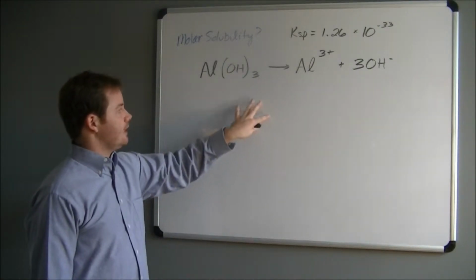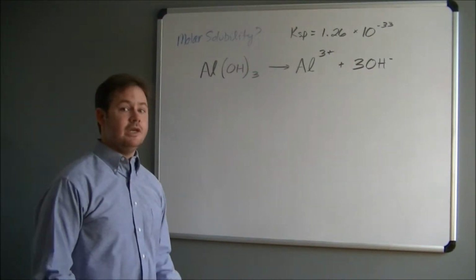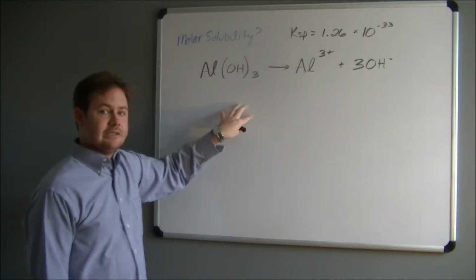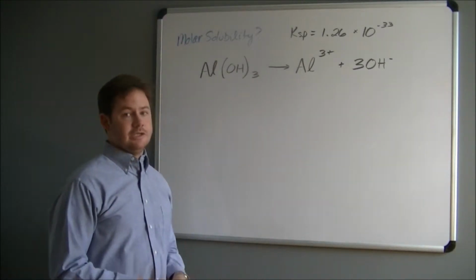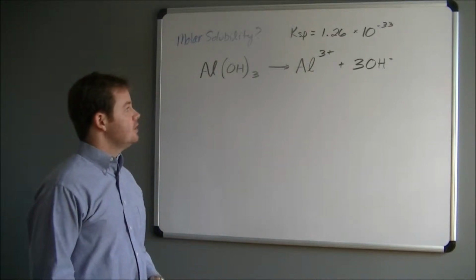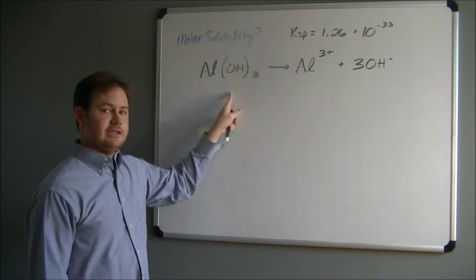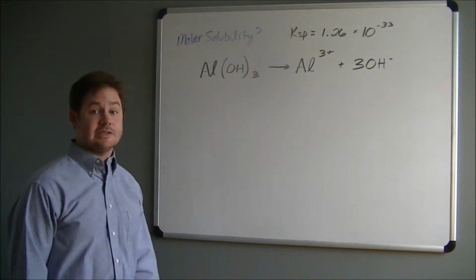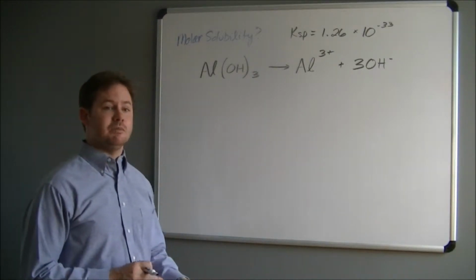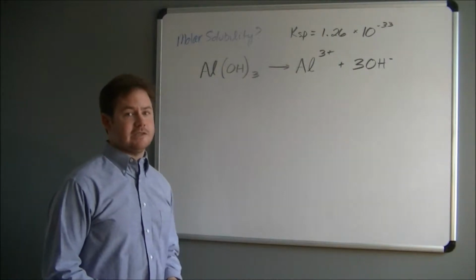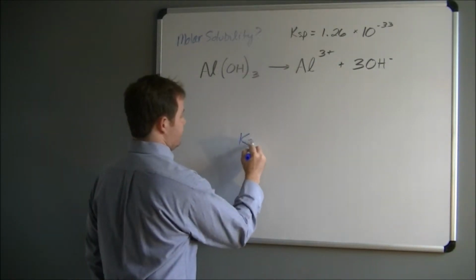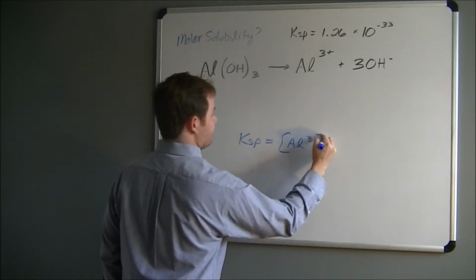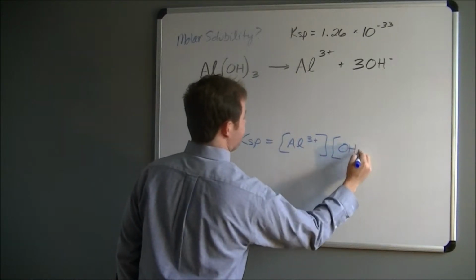So first let's take a look at this problem and see if we can set up a KSP expression. This will work very similarly to equilibrium, where you're going to have products over reactants, and the only thing that doesn't get included is pure solids or pure liquids. So in this case, because we're dissolving a solid in solution, we're really only going to write our KSP expression in terms of our products here. That's actually one area where KSP is a little bit easier than equilibrium, is you don't have to worry about what you have on that reactant side. So our KSP expression will simply be the concentration of our products, Al3+ and OH- times each other.